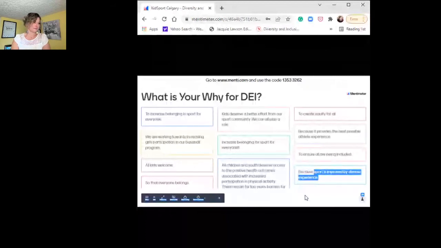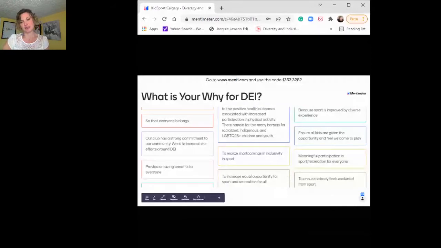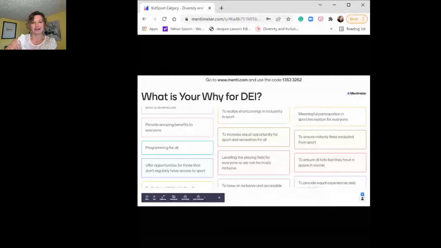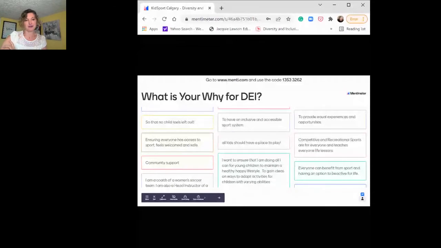Reducing barriers. We've got our club has a strong commitment to our community. We want to increase our efforts around DEI, provide amazing benefits, realize the shortcomings in inclusivity in sport, meaningful participation in sport and recreation for everyone, ensure all kids are given the opportunity to feel welcome and play. A couple people are putting their comments in the chat box. Thank you for that. Programming for all. These are great. Leveling the field so everyone has access. Making sure people have a space and feel like they have a space in their sport. Have an inclusive and accessible sports system. Competitive and recreational sports are for everyone and teach everyone life lessons. Ensure that no child feels left out.